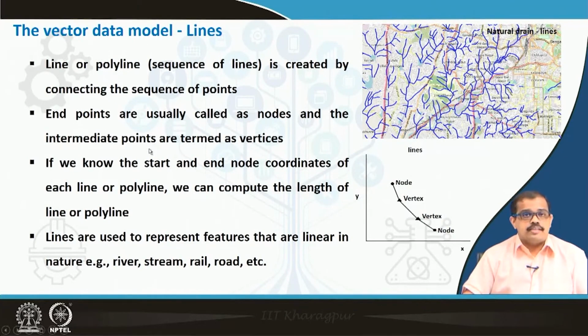If we know the start and end node coordinates of each line or polyline, we can compute the length of a polyline, which means the length of a road. If you want to compute that, you should know the starting point, that is the start node and the end node. Lines are used to represent features that are more linear in nature. For example, it may be a river, a stream, rail, road, all of these features. Any feature that has a number of points connecting in a certain fashion from a start node to the end node becomes a line feature.